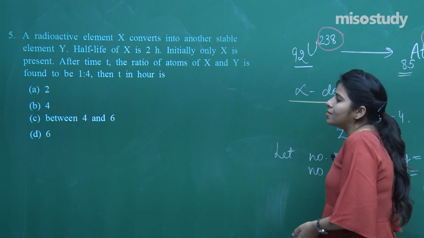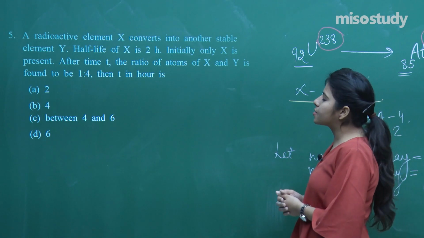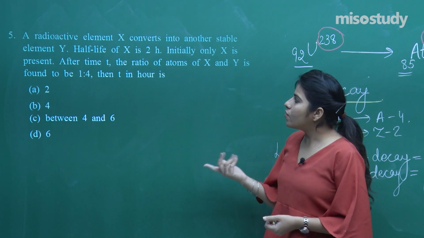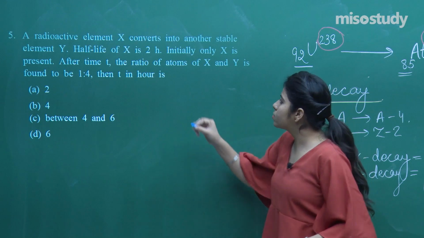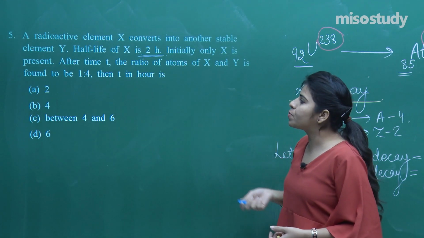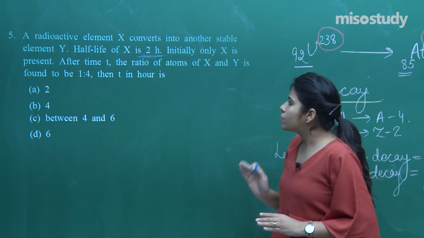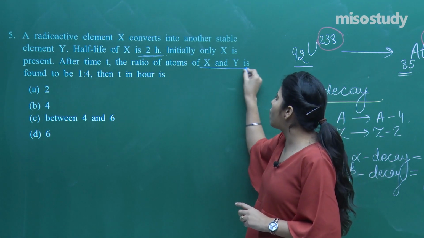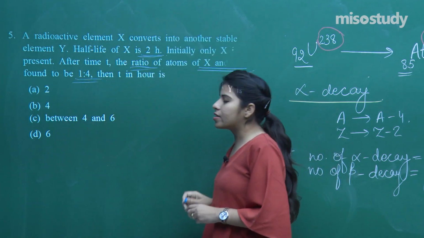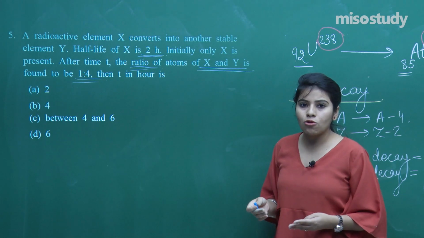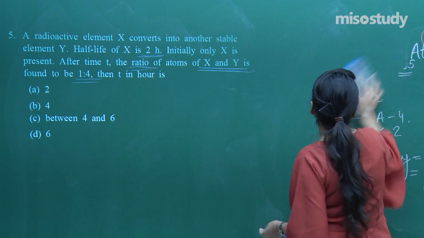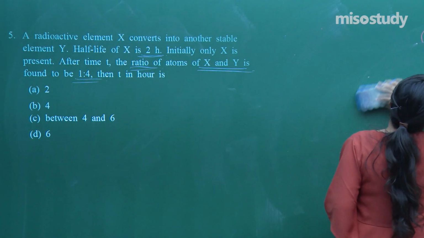Alright, so I can see that a radioactive element X converts into a stable element Y. If the half-life of X is 2 hours, initially only X is present. After time t, the ratio of atoms of X and Y has come out to be 1:4. Then what is t? So find out the time. We have to find out the time in this case. So let me just rub the board first and then we will start.